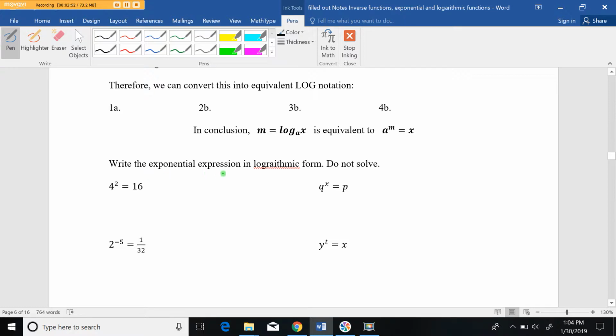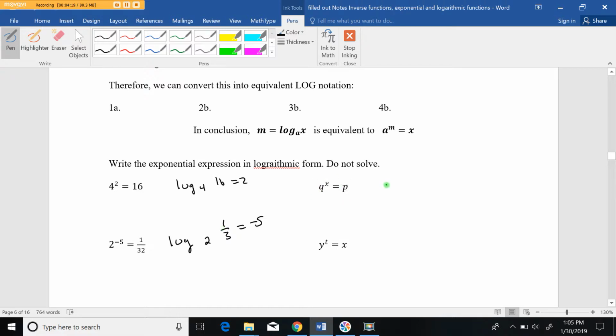Write the exponential expression in logarithmic form. Do not solve. All right. So this one right here can be written log base 4 of 16 equals 2. And I always have to check this going the other way. 4 squared equals 16. Yep. This one is log base 2 of 1 over 32 equals negative 5. And I always check it. 2 to the minus 5 equals 1/32. Yep.